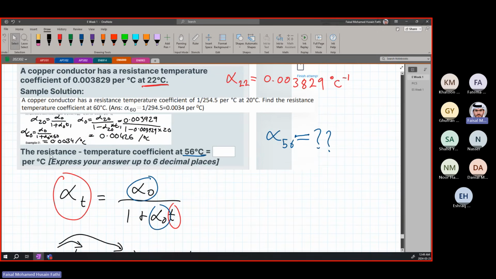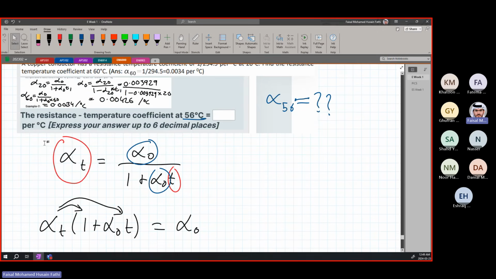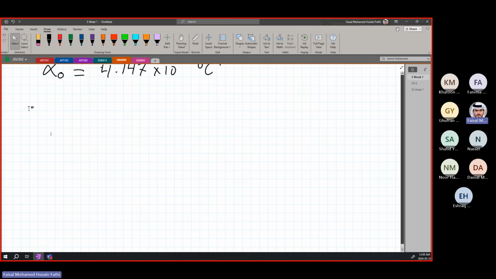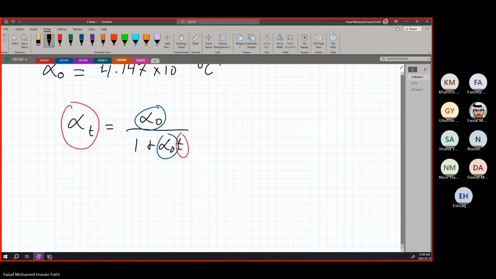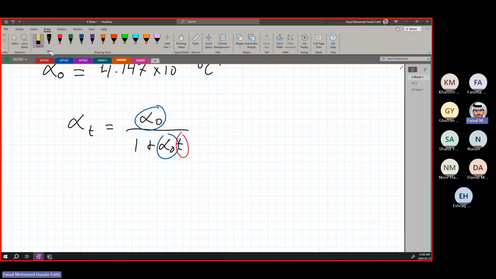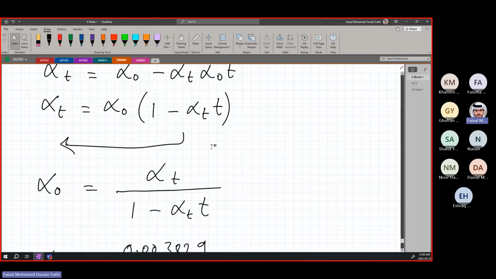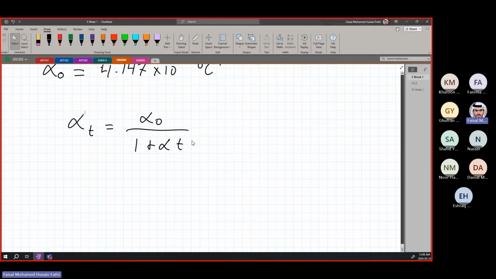It was saying find the resistance temperature coefficient at 56. So we can apply the original equation again. This equation, we can apply it one more time here. Now that we have alpha 0, we just need to find alpha T. And at what temperature? At the temperature of 56 degrees Celsius.